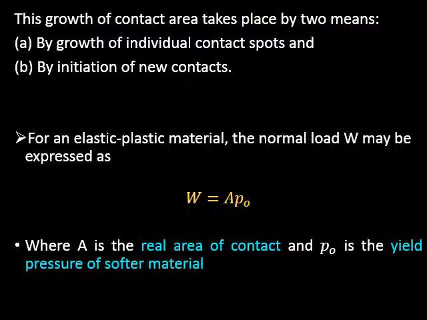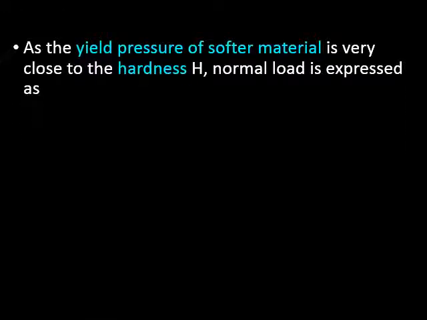So for an elastic plastic material, we can express the normal load as the product of the real area of contact and P naught, where P naught is nothing but the yield pressure of the softer material which is in contact with the other material. As the yield pressure of the softer material is very close to the hardness H, we can replace P naught by H, and therefore the normal load W becomes the product of the area and hardness H.